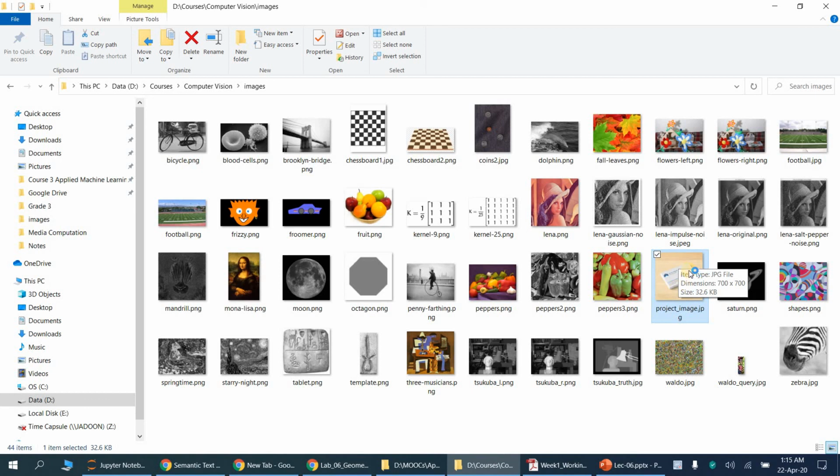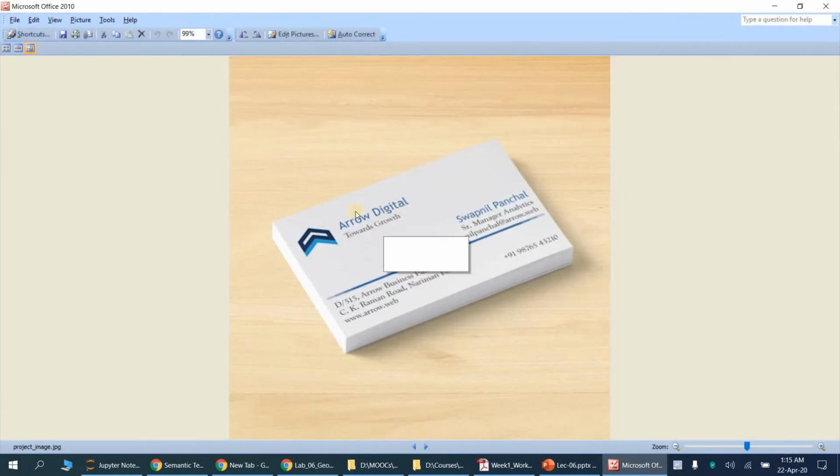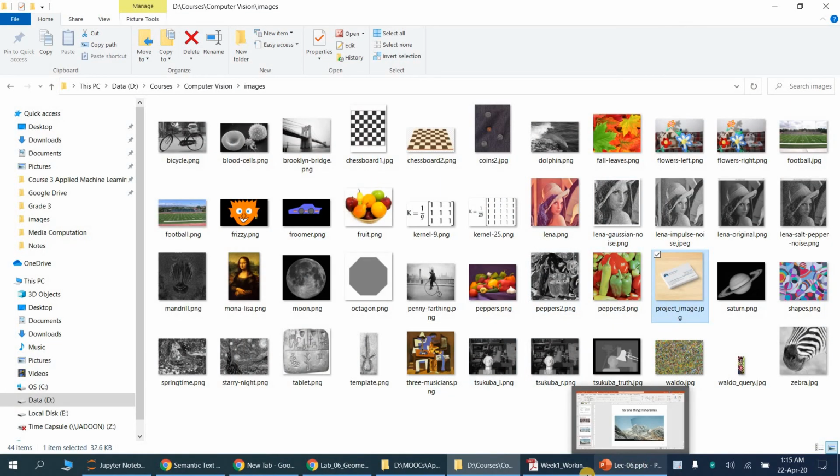So this is an image. It's of a card, a visiting card, and we will transform it using the perspective transform to make it straight. Okay, so here is the card you see. So I will make it straight, and we will see this. Okay, so see you in the next video where I will explain the project.